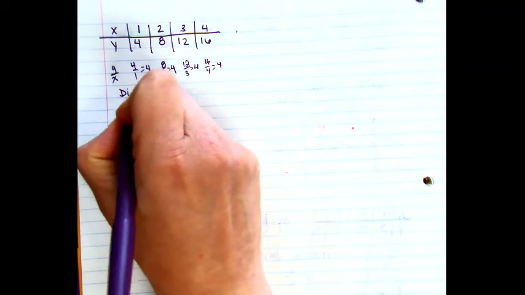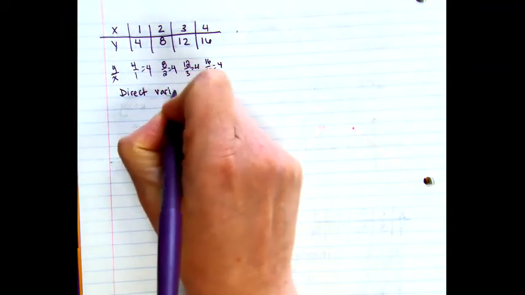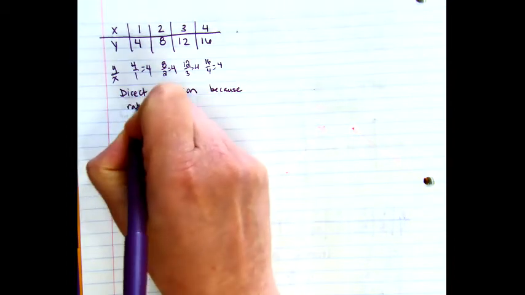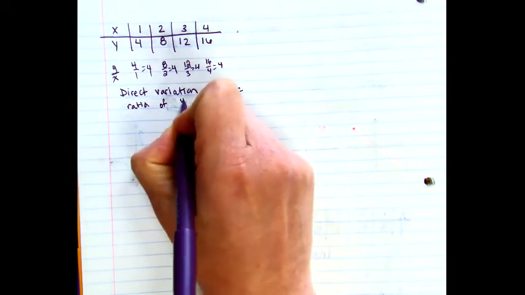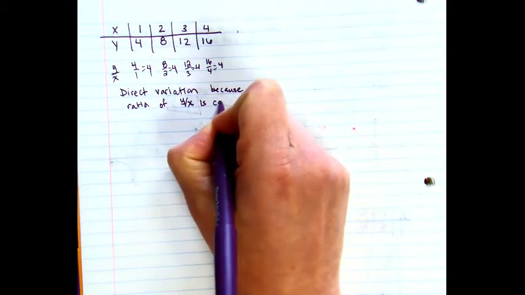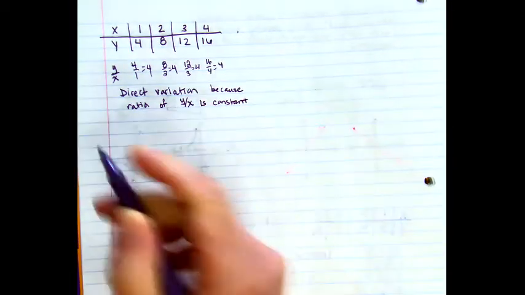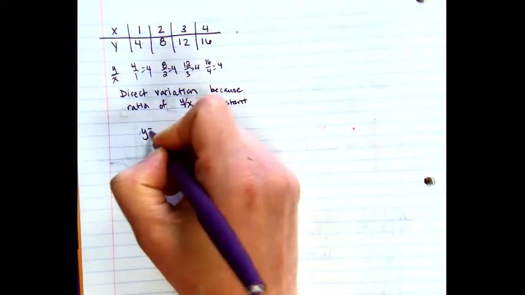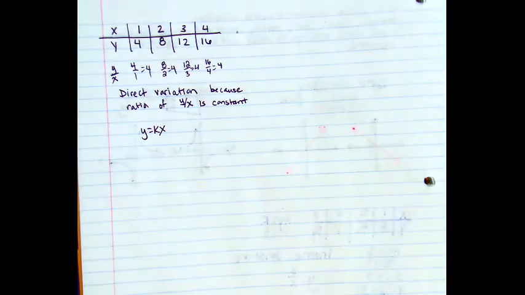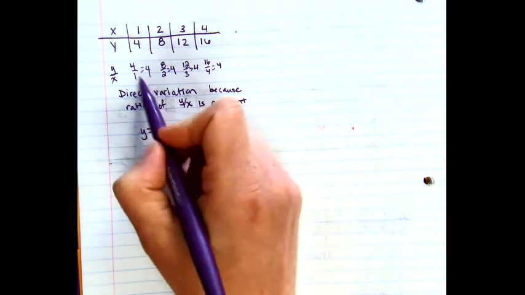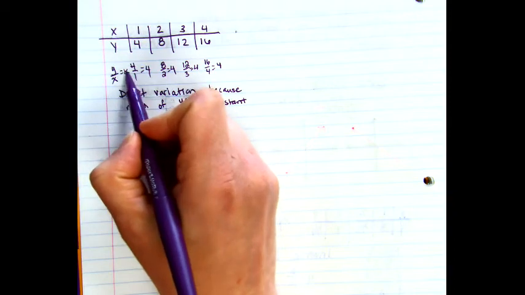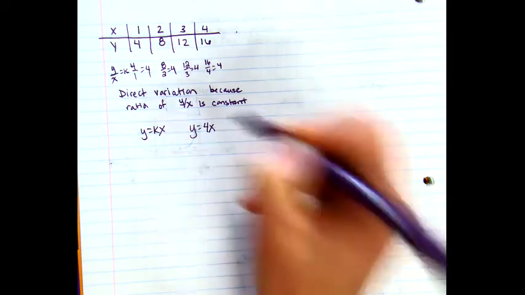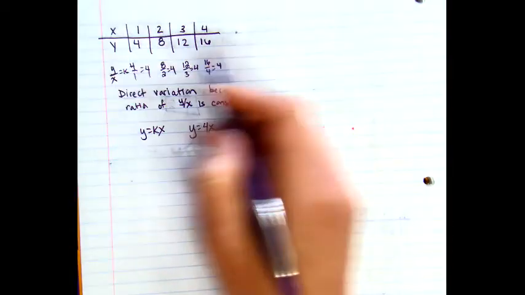So that means this is direct variation, and that's because the ratio of y over x is constant. And again, if you think back to direct variation, we said we could look at the ratio, or we could write an equation as y equals kx for direct variation. Because my constant here is 4, I can also write the equation pretty quickly. y equals 4x, and that's the equation for this situation.